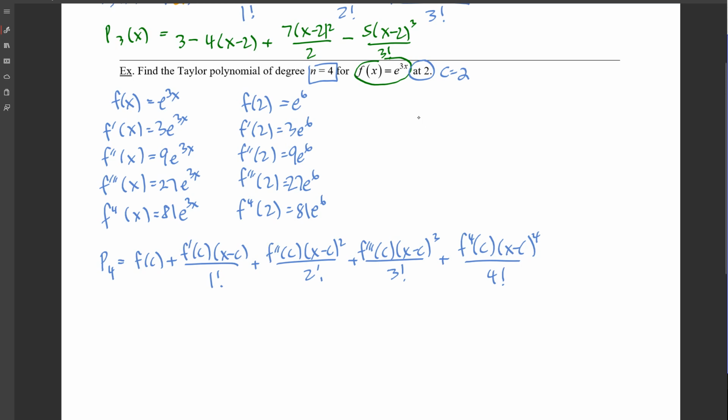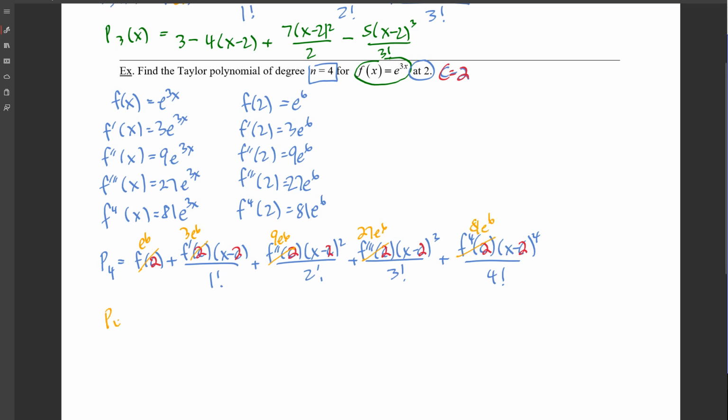So let me go ahead and plug in. Everywhere I see a c, I'm going to put in 2. So this will be 2's all right here. Okay, and then now we just plug in. We know f of 2 is equal to e to the 6. We know f prime of 2 is 3e to the 6. F double prime at 2 is 9e to the 6. This one's 27e to the 6. And this one is 81e to the 6.